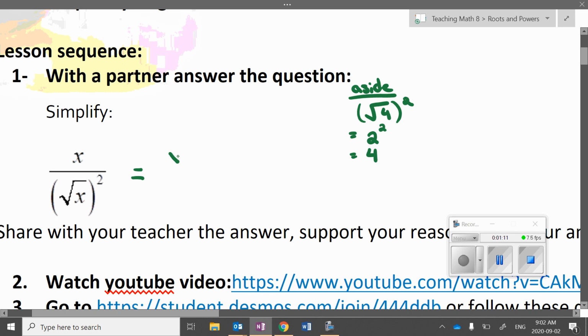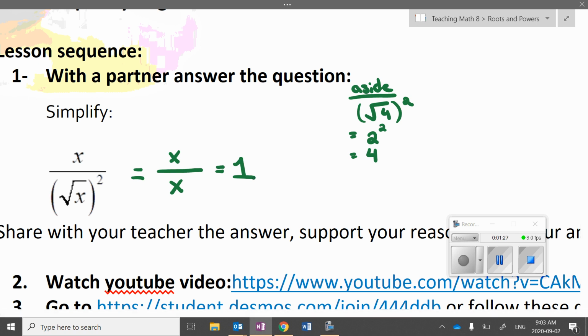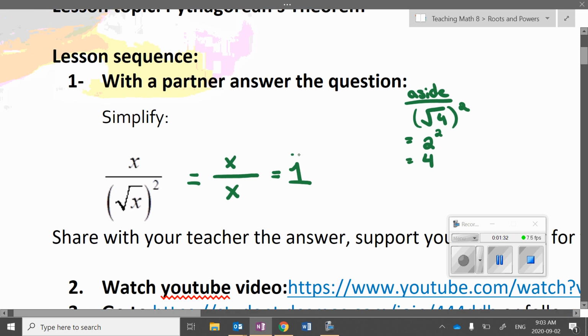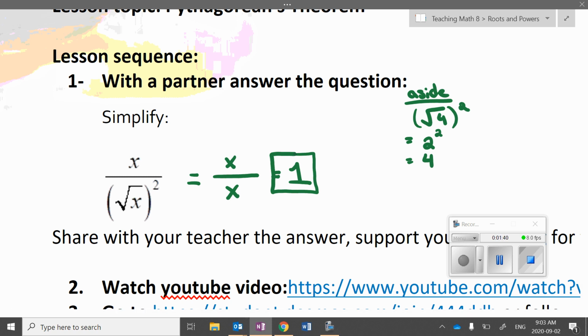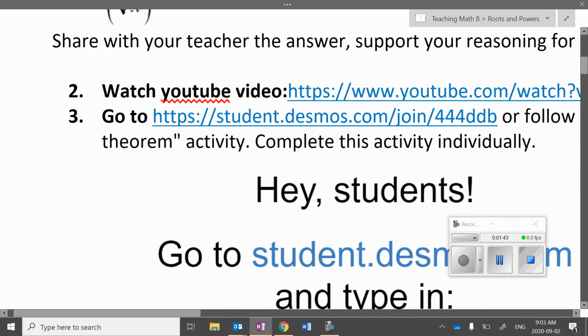So my numerator is going to stay the same. My denominator is going to become just x. Anything divided by itself is going to be equal to 1. Right? 10 divided by 10, 20 divided by 20, 400 divided by 400. All of those equal 1. So this kind of scary looking problem initially is actually equivalent to 1. And in this case, it doesn't even matter what x is because we're going to have the same number over the same number. I thought that was a cool question to start off with.